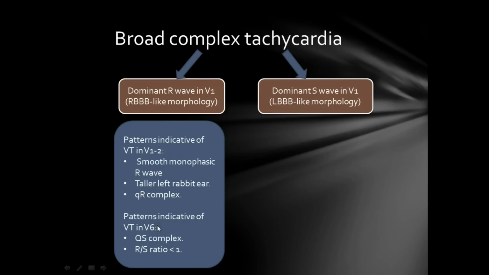Whereas in V6, we will be looking for the following. Either a QS complex, therefore you have a negative concordance in V6, or you'll be looking for an R/S ratio of less than 1, also implying you have a negative concordance in V6. And this is in contrast to the typical right bundle branch block, where you would have usually a dominant R wave in V6, therefore a positive concordance in V6.